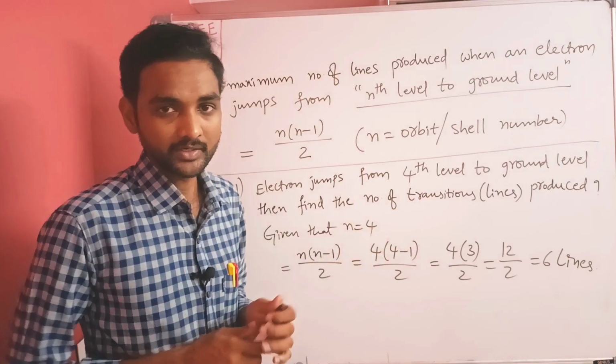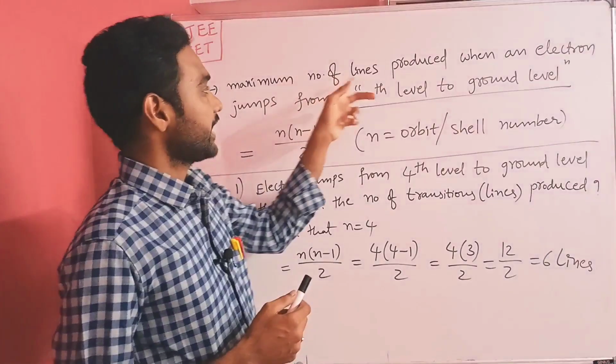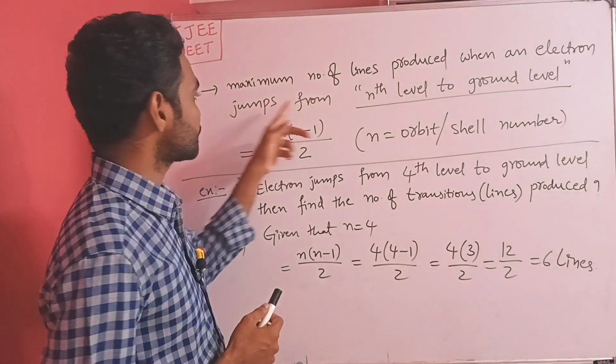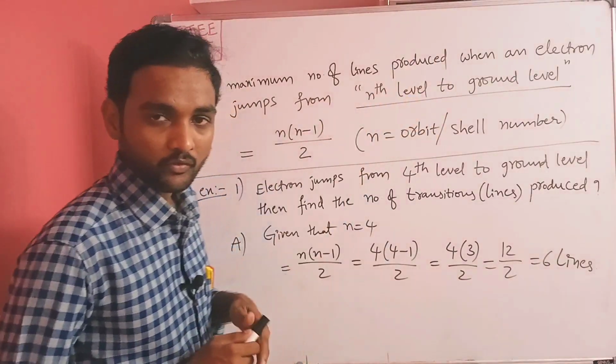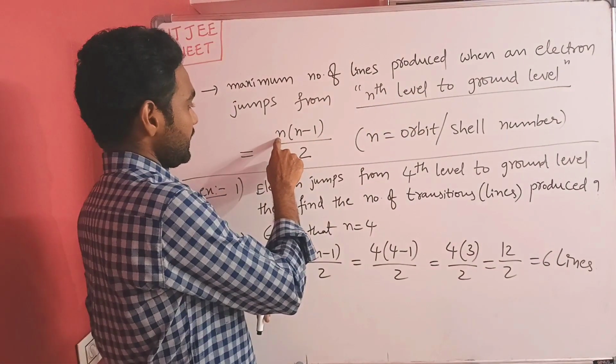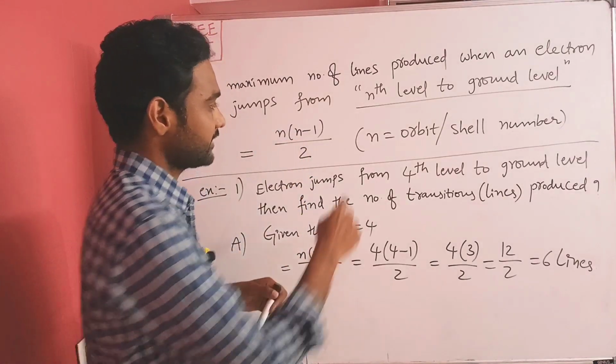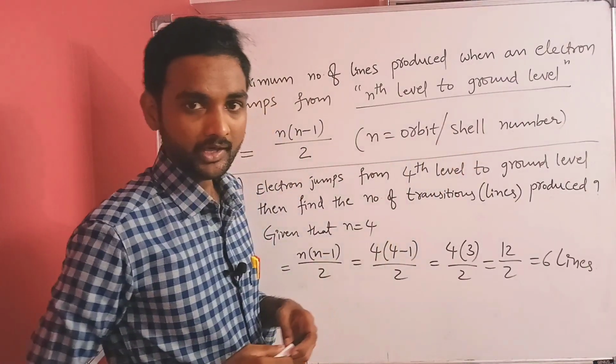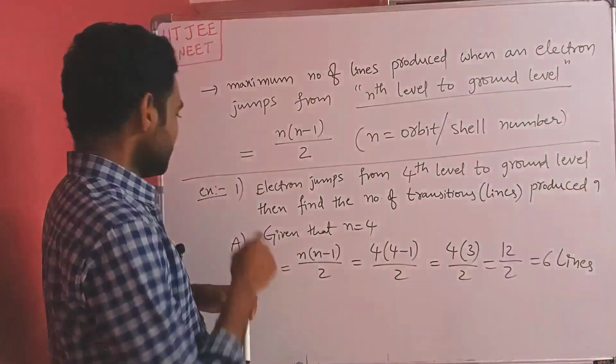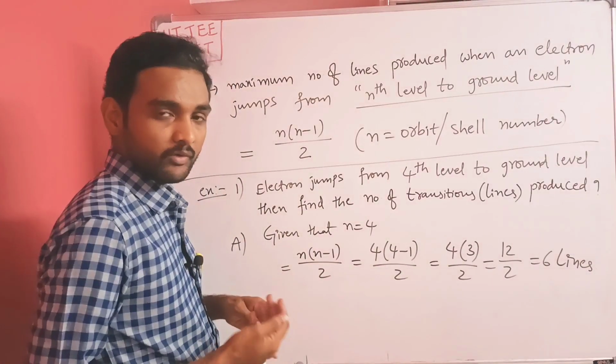Have you understood? Okay, now let me explain how many transitions can be produced if the electron jumps from a higher level to a lower level. See, the maximum number of lines produced when an electron jumps from the nth level to the ground level. There is a formula. What is the formula? n(n-1)/2. Here n is the orbit or shell number, the higher orbit or shell number. One example let me do, then you will understand.